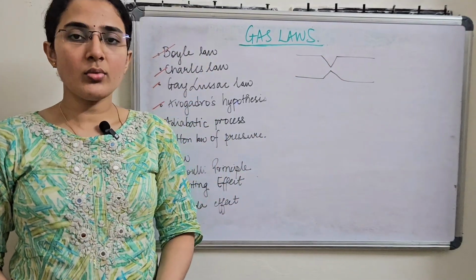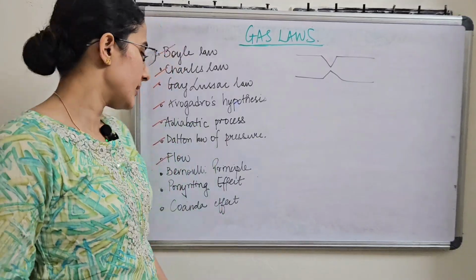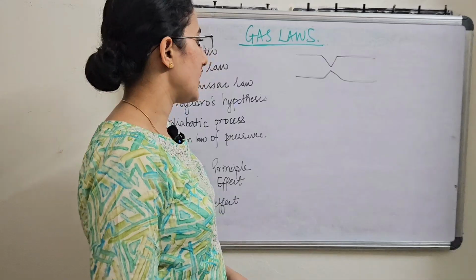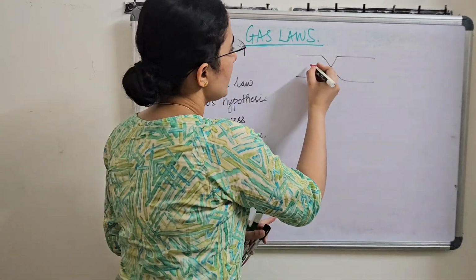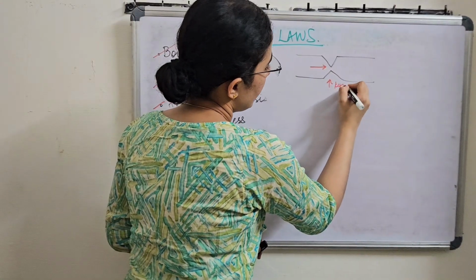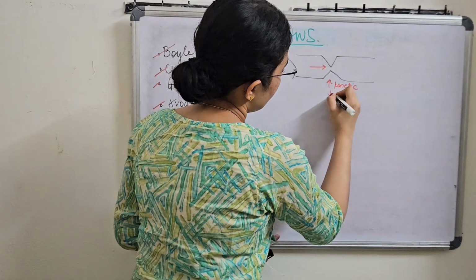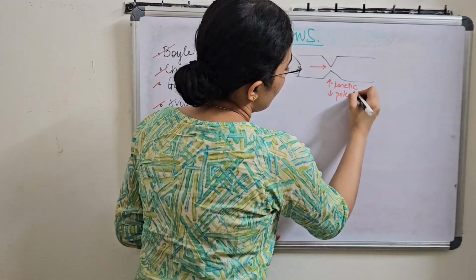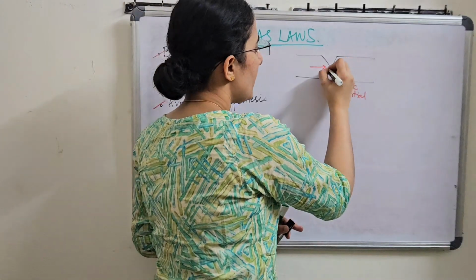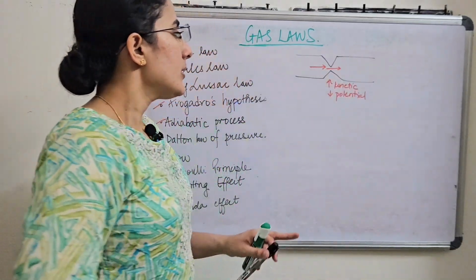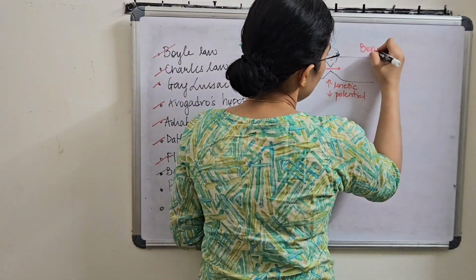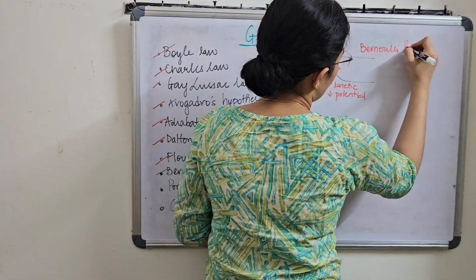Next, we will come to Bernoulli's principle. In Bernoulli's principle, whenever there is a flow of a substance and it encounters a narrowing, there is an increase in the kinetic energy and a decrease in the potential energy to keep the total energy constant, and hence the flow will be increased across this narrowing. So this is the Bernoulli's principle.